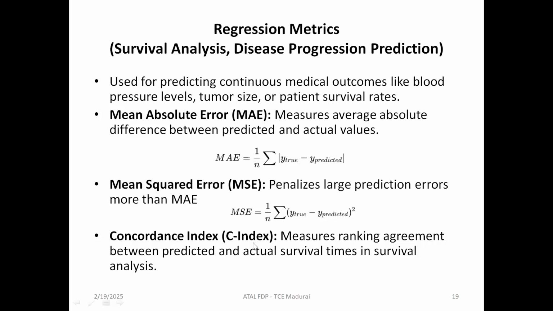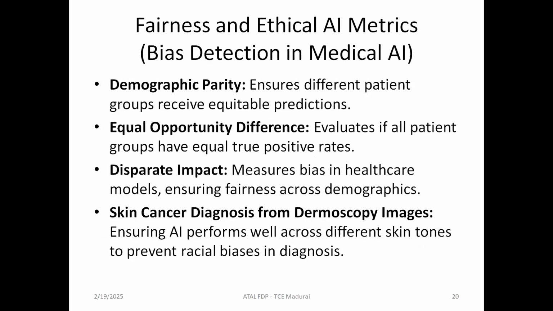This concordance index measures the ranking agreement between the predicted and actual survival times in survival analysis. So after deciding the problem statement, we have to collect the data set, whether the data set is numerical or text or images. Carefully, we have to choose the algorithm, and based upon that, we have to classify the problem, whether it comes under prediction or classification or localization. Then we have to identify the suitable metrics to evaluate those results.